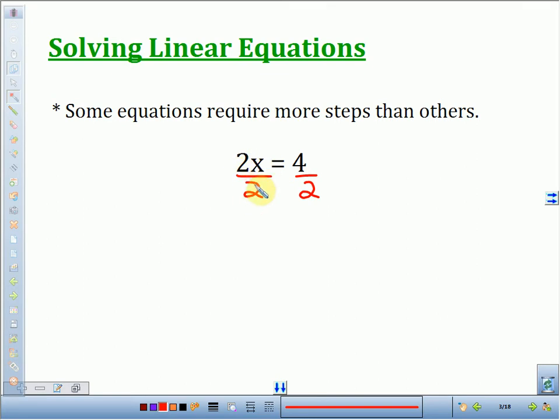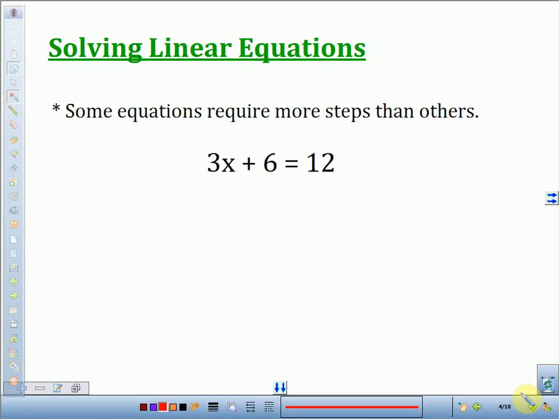Now, I have 2x divided by 2. Anytime I have a fraction, in this case 2 over 2, where the same thing is on the top of the fraction as on the bottom of the fraction, they cancel out and become 1. So 2x over 2 becomes 1x, or just x. 4 divided by 2 is 2. So this equation, 2x equals 4, can be solved to be x equals 2.